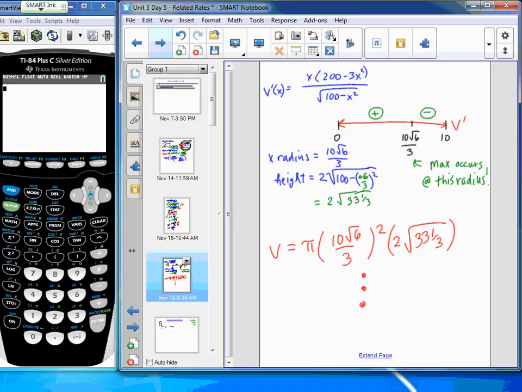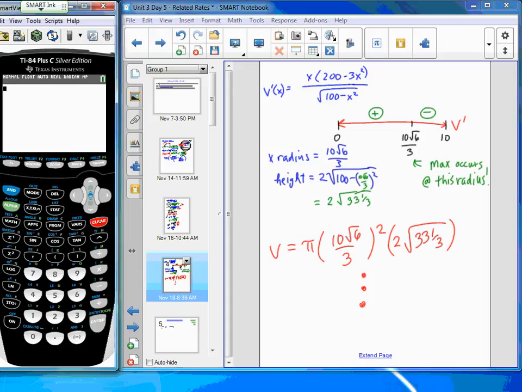Answer. We can do it out of the calculator if we want. I feel like I pulled it up. I feel remiss if we didn't go all the way. I'm going to leave the pi out though. 10 root 6 over 3 squared times 2 root, oh gosh, 33 and a third is 99, 100 thirds. 100 thirds.